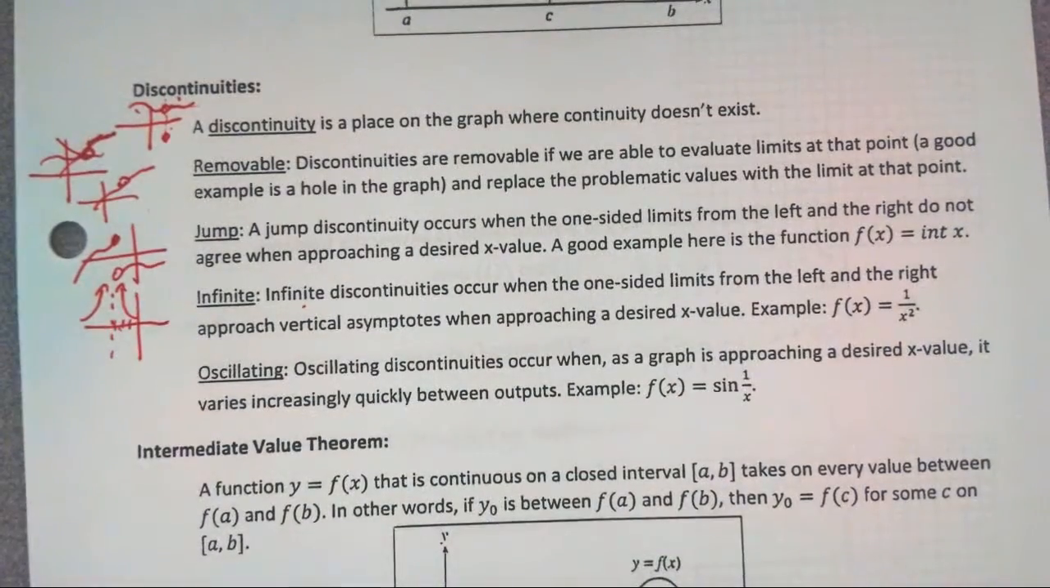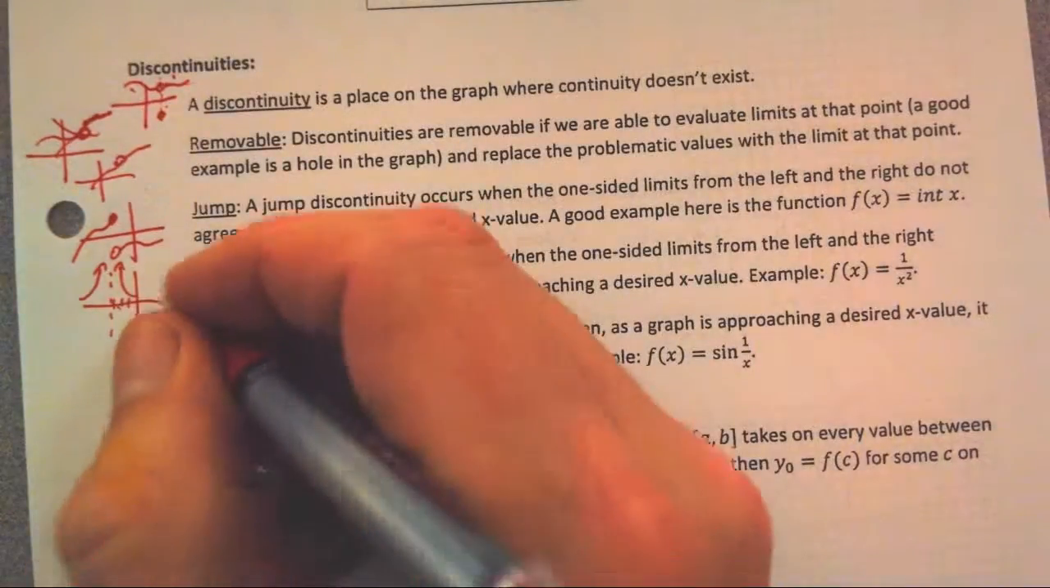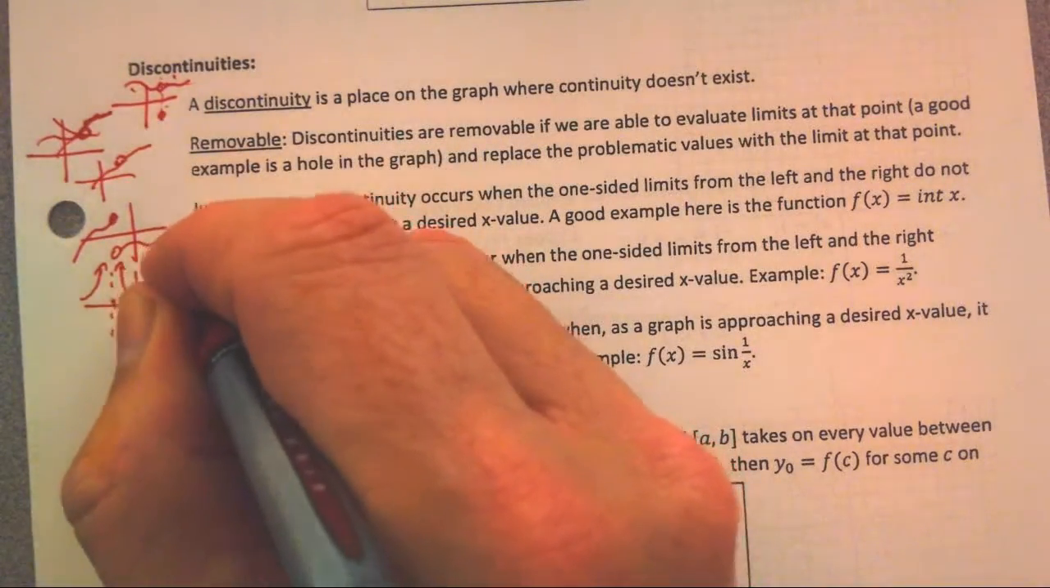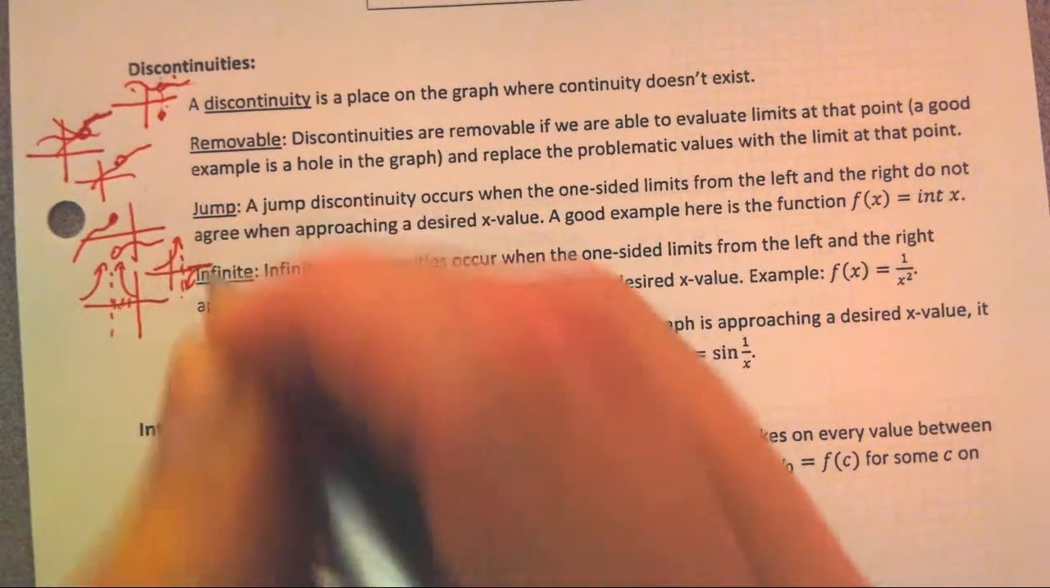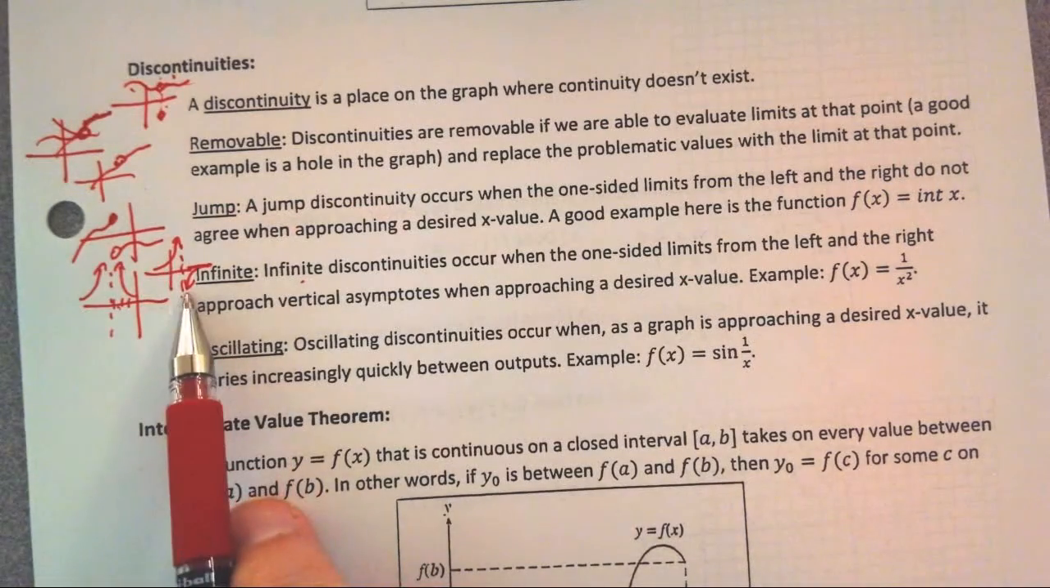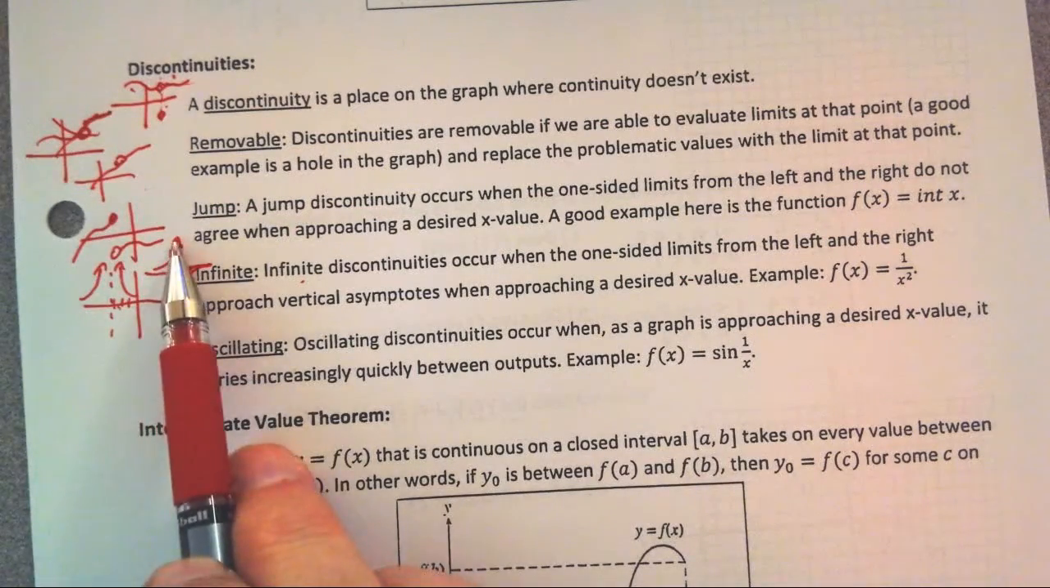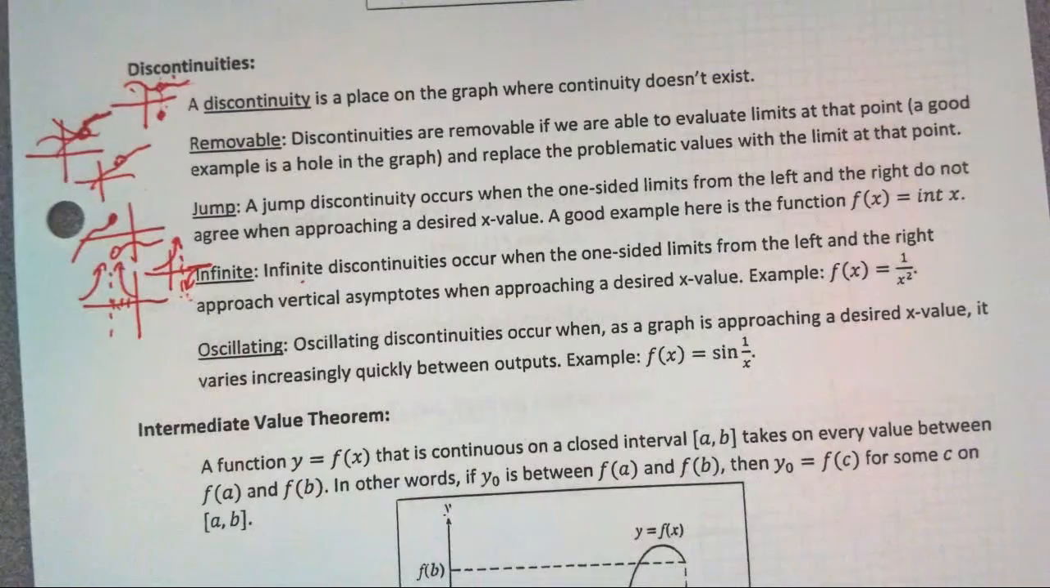It's just learning the language and how to communicate it. That could also be, clearly the limit doesn't exist here, but left hand limit is infinity, right hand limit is -infinity.